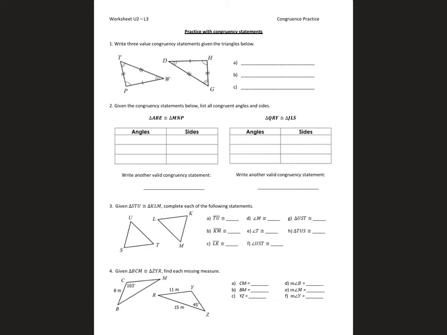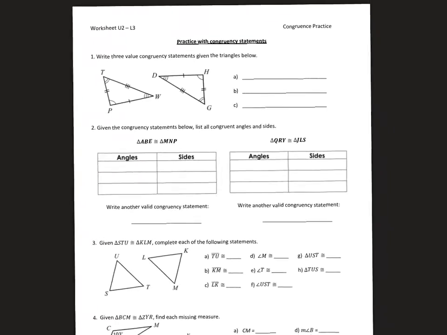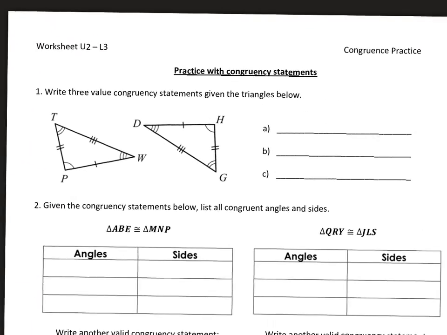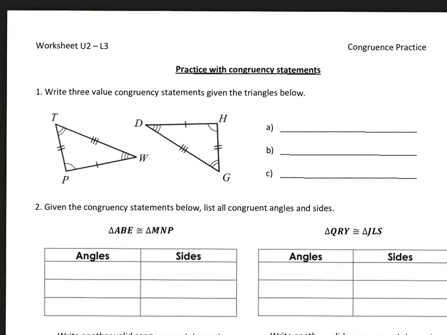So let's review this congruence practice worksheet. And the first question is a little ambiguous, but we'll get to the bottom of it. Write 3 valid congruence statements given the triangles below. So the way I read this is I'm going to write 3 different congruent statements for these 2 triangles.